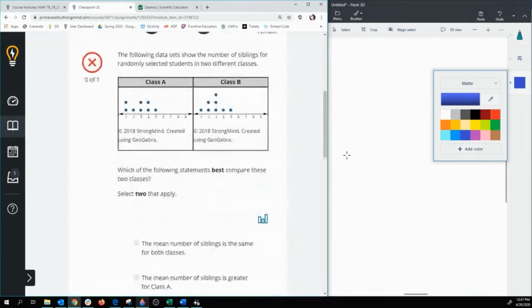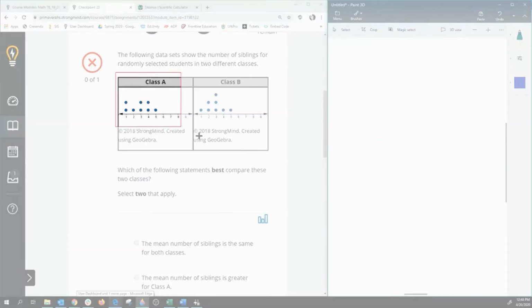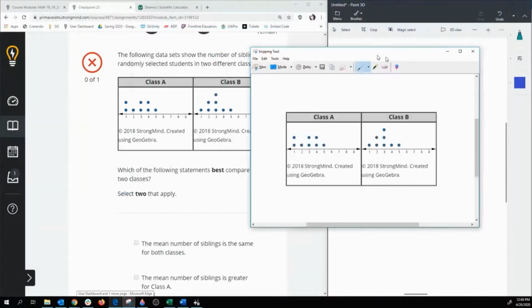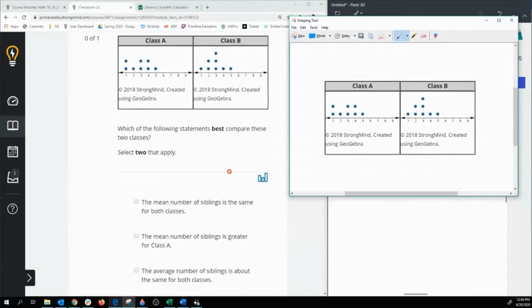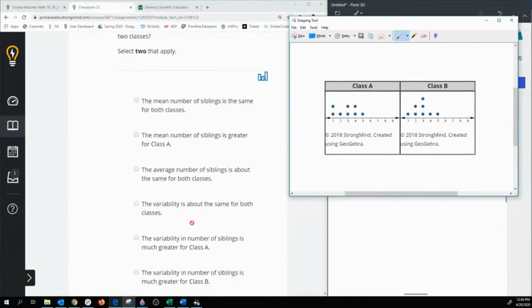So on number 6, we want to know the following: the data set shows the number of siblings randomly selected in 2 different classes. Which of the following statements best compares these 2 classes? So we have these 2 classes, Class A and Class B, and we want to pick 2 of these that apply.